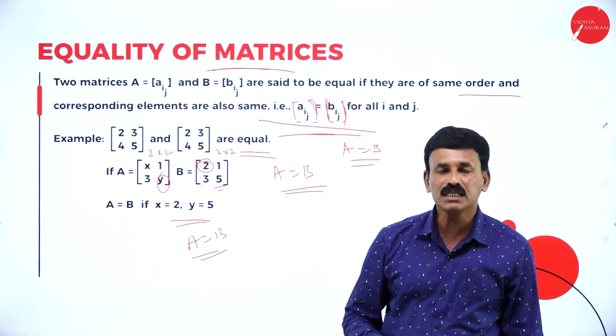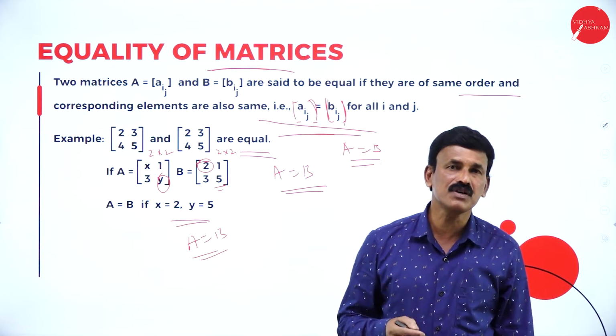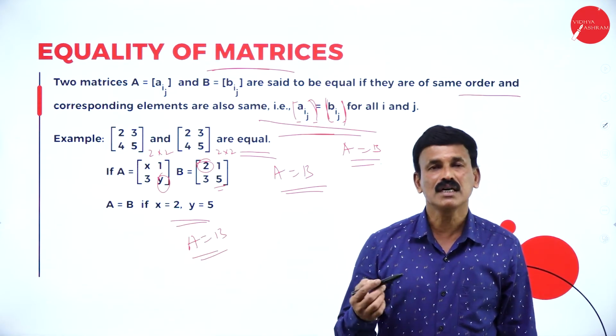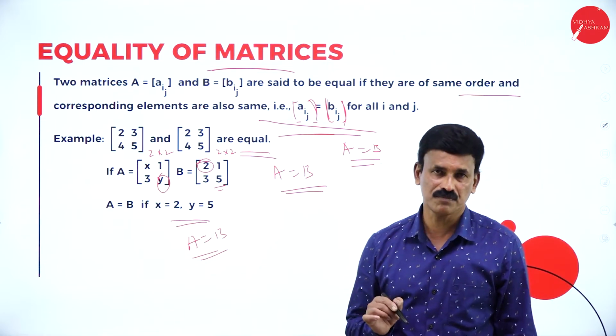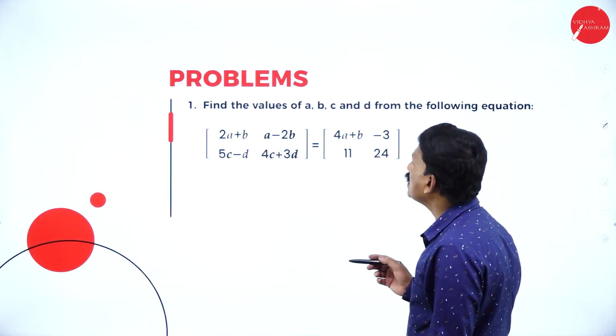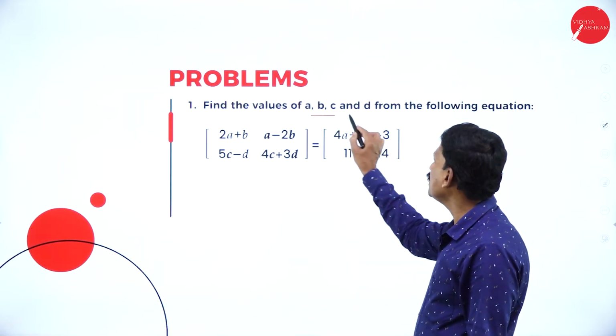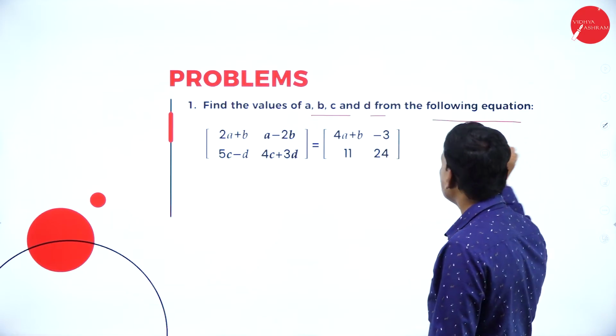So in general, two matrices are said to be equal, equality of matrices, if and only if they are of the same order and the corresponding elements are the same. Now, by knowing this, let us take a few problems based on the equality of matrices. Let us take some simple problems. Find the values of A, B and C, D from the following equation.